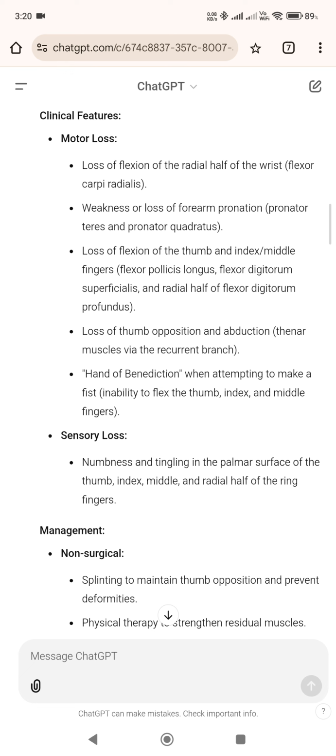the recurrent branch. Hand of benediction when attempting to make a fist, inability to flex the thumb, index, and middle fingers. Sensory loss: numbness and tingling in the palmar surface of the thumb, index, middle, and radial half of the ring fingers. Management: non-surgical, splinting to maintain thumb opposition and prevent deformities.